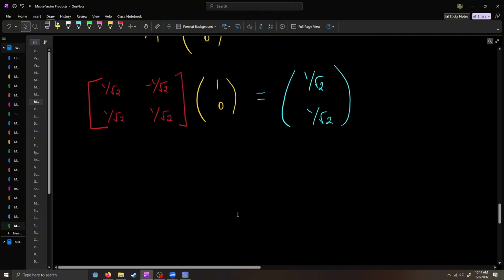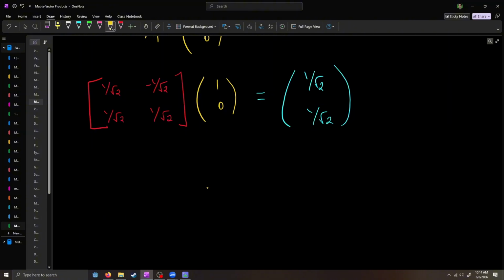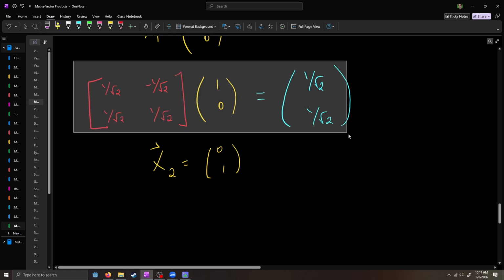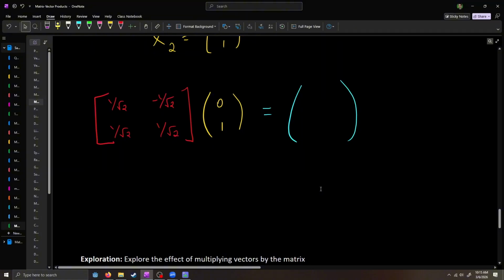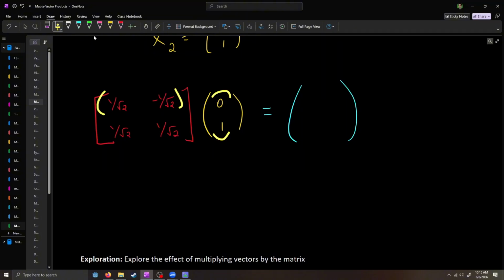Let's throw down another experimental vector here, another simple one, just to make the calculation straightforward. Let's try, for example, 0, 1, and let's apply the matrix A to that. I'm going to copy paste a lot from before. So if I apply this matrix to the second experimental vector, 0, 1, then the result of the first dot product is going to be negative 1 over root 2, and the result of the second dot product is going to be positive 1 over root 2.